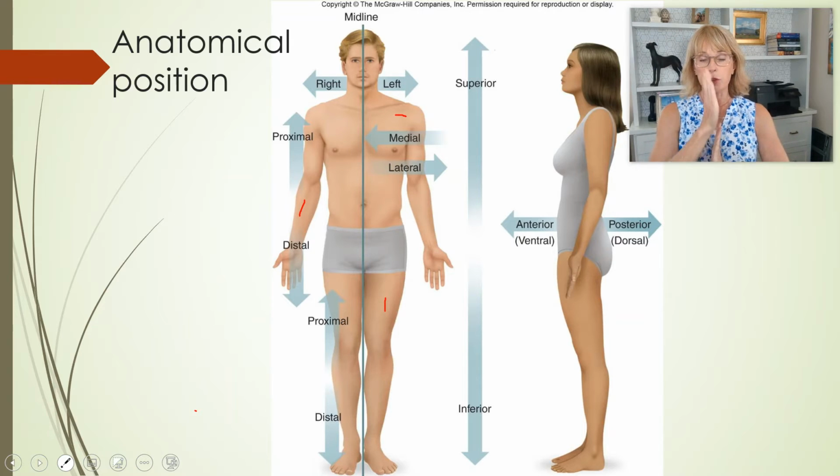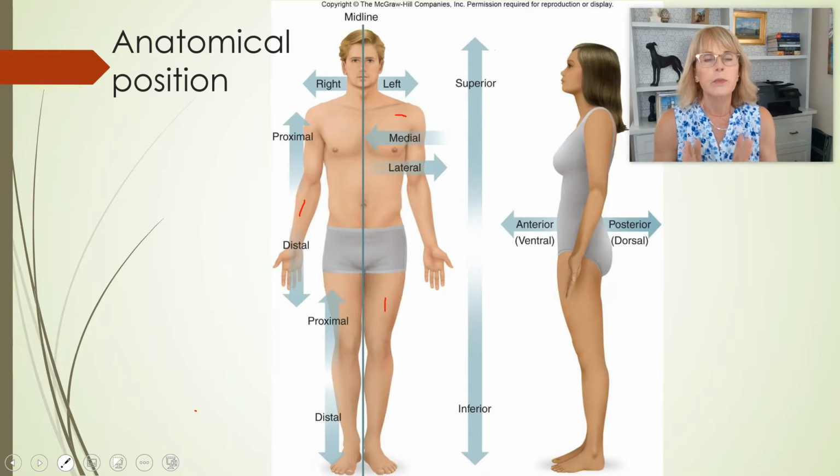Medial means closer to the midline of the body from left to right, and lateral means closer to the sides of the body when we're talking left and right. So my shoulder is lateral to my sternum, or my sternum is medial compared to my shoulder. Okay, medial and lateral.